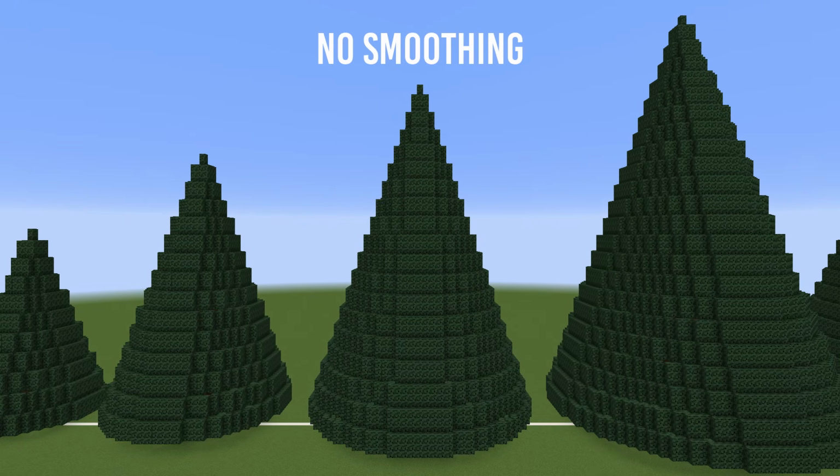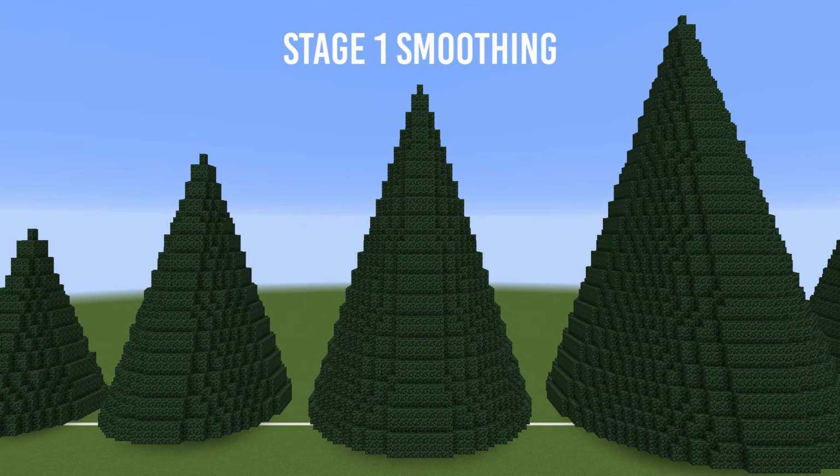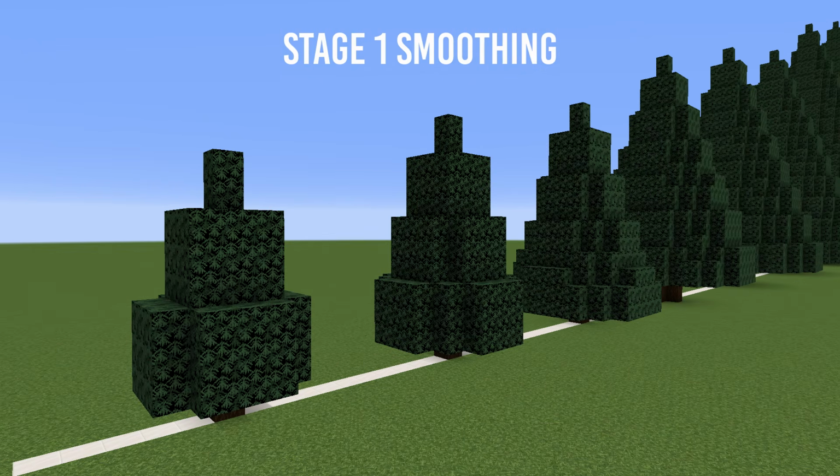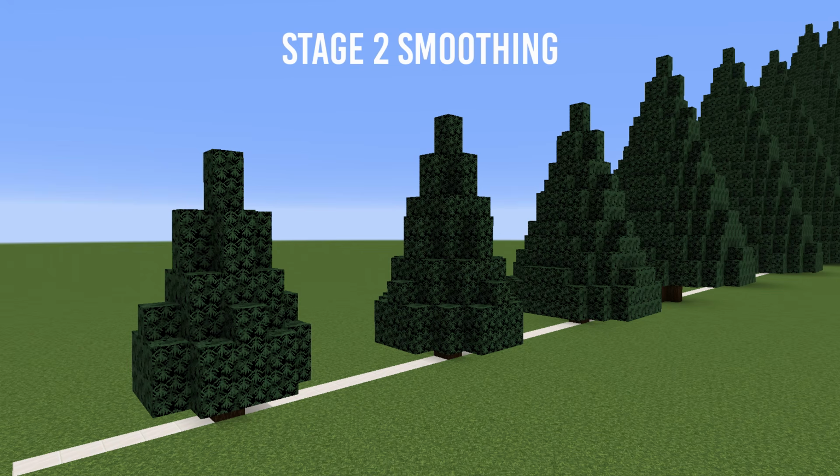There are 2 stages to smoothing the leaves. Stage 1 is necessary as it essentially is just filling in the holes. Stage 2 is only really necessary for the smaller trees, but I think it makes the tree look nicer, so it is personal choice whether or not you do it.